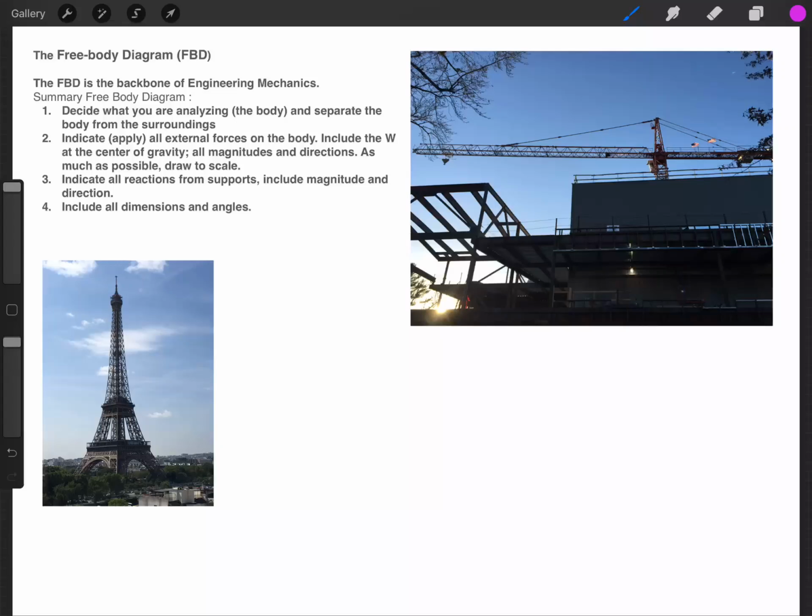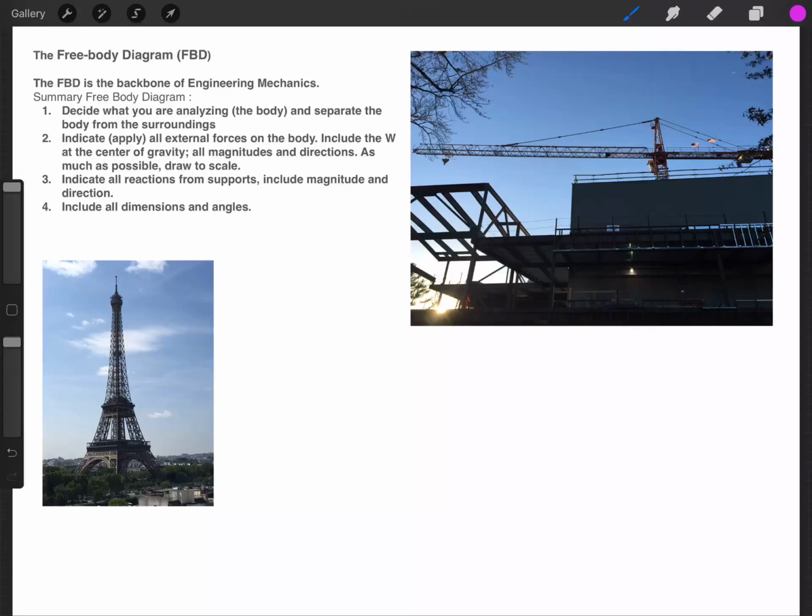So like looking at the Eiffel Tower, first thing we have to decide is what it is we're analyzing. What is the body we're going to be looking at? We could look at a single member, a single strut, a single truss member, a single connection. We could look at the top half. We could look at the bottom half. We could look at some intermediate piece. Wherever we cut it and free it from, then we need to apply all the other forces that are acting on it from that point, and so on.